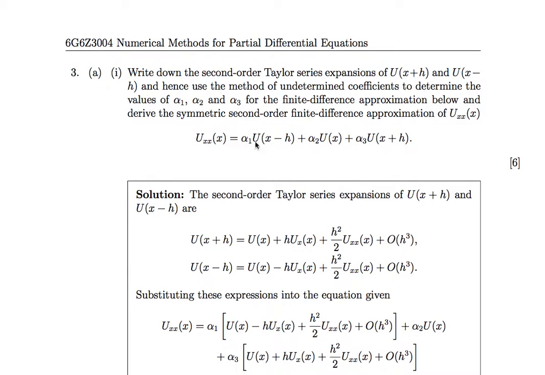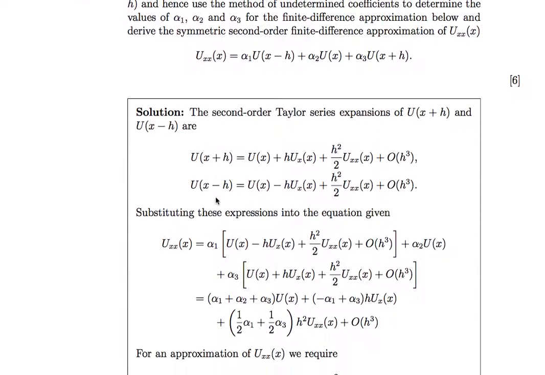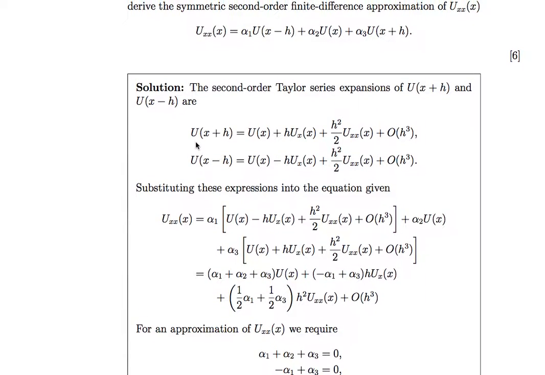by the value of the function u one step length h to the left of x, the function u evaluated at x, and the function u evaluated at one step length to the right of x. Okay, so the first thing we need to do is write down the second order Taylor series expansions. Okay, so this is one step to the right of x, and you should be familiar with this. You're expected to be able to write down a Taylor series expansion.